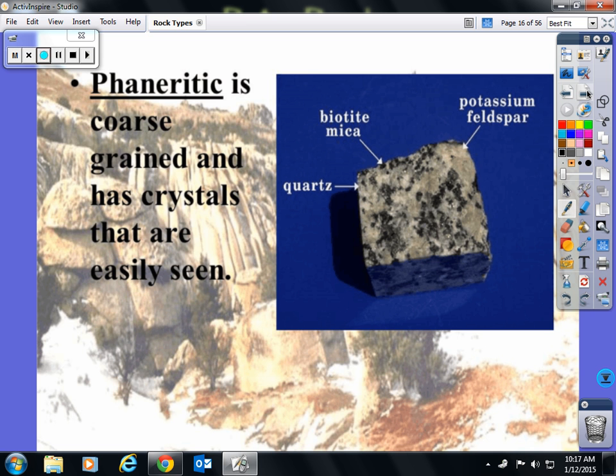Okay, phaneritic is coarse. You can see all the particles. That's what coarse-grained means. The crystals are easily seen. And in this example, your crystals are the black specks. Crystals are not always light. This is actually granite, so you're going to want to write that down.